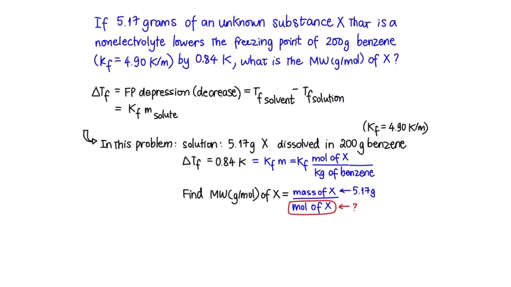So where can we find the mole of X? Well, we can find the mole of X by looking at the formula for calculating delta TF, right? Earlier we talked about delta TF equals KF times molality, and if you expand on that, you'll have KF times mole of X divided by kilograms of benzene. Here we can see that we can solve for mole of X from this formula, and from there you can plug it back into the formula to calculate the molecular weight of X.